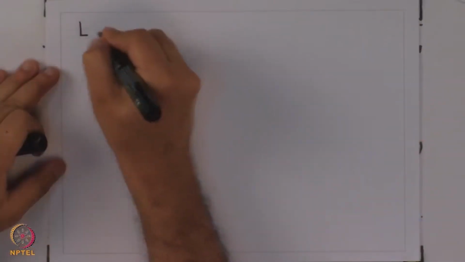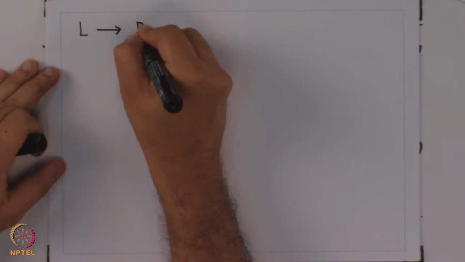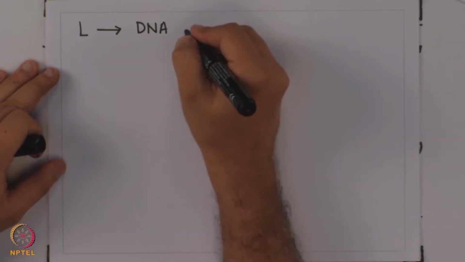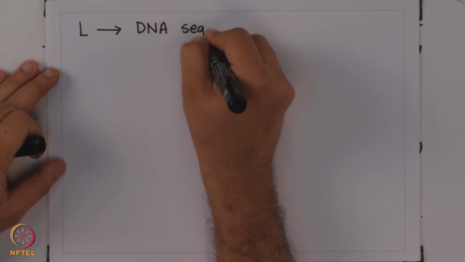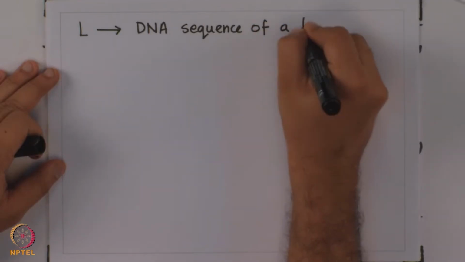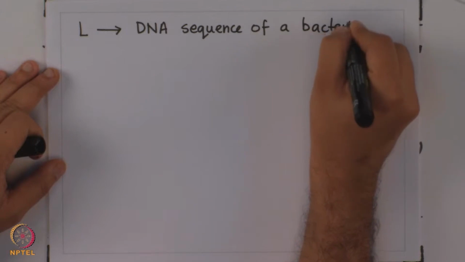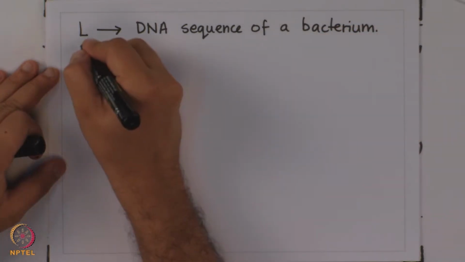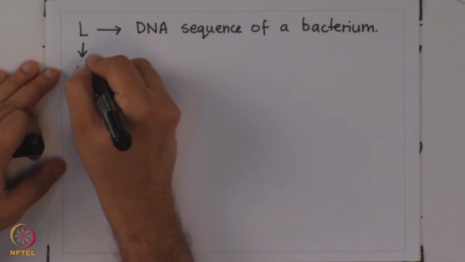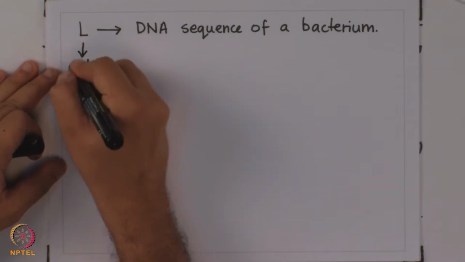Alright. So, now what we are going to do is imagine that this DNA sequence, which is a sequence of length L, corresponds to the DNA sequence of an organism, and for the sake of simplicity, let us say a bacterium. So, this L corresponds to the DNA sequence of a bacterium. Obviously, if the length of the DNA polymer is L, that means we are talking about a graph with 4 to the power L nodes.